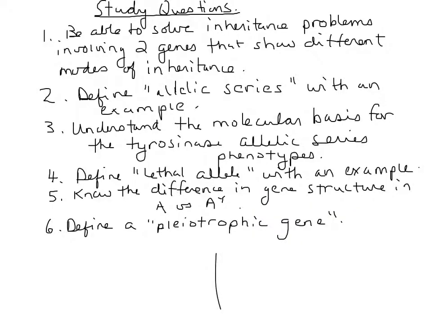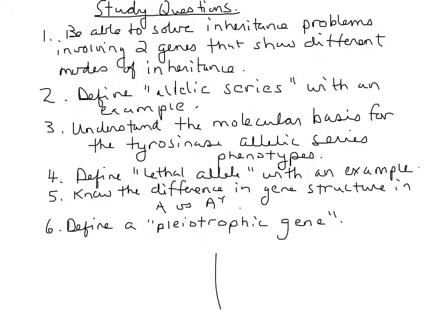Here are some possible study questions for you to consider fair game on a quiz or an exam. One, you should be able to solve inheritance problems involving two genes that show different modes of inheritance. So one mode might be traditional Mendelian inheritance, another might be the mode of inheritance shown in codominance scenarios. Two, you should be able to define the term allelic series with an example, or two, if you're studying your textbook. Three, you should be able to understand the molecular basis for the tyrosinase allelic series, the example that I gave you with the rabbits involving the chinchilla and the Himalayan alleles.